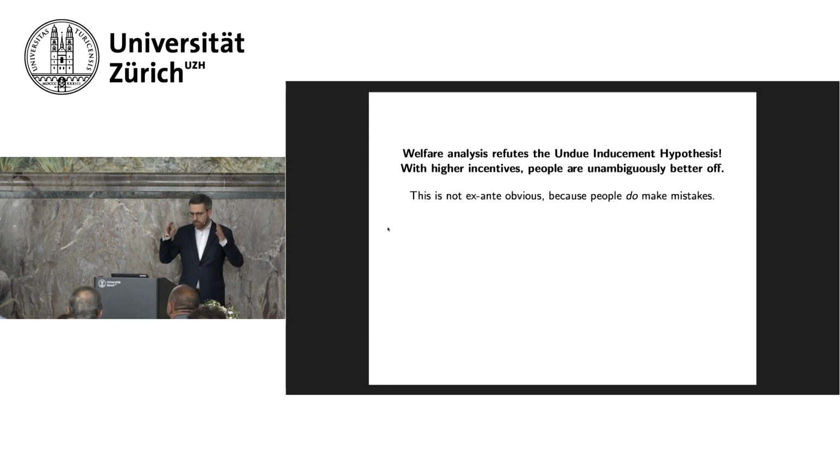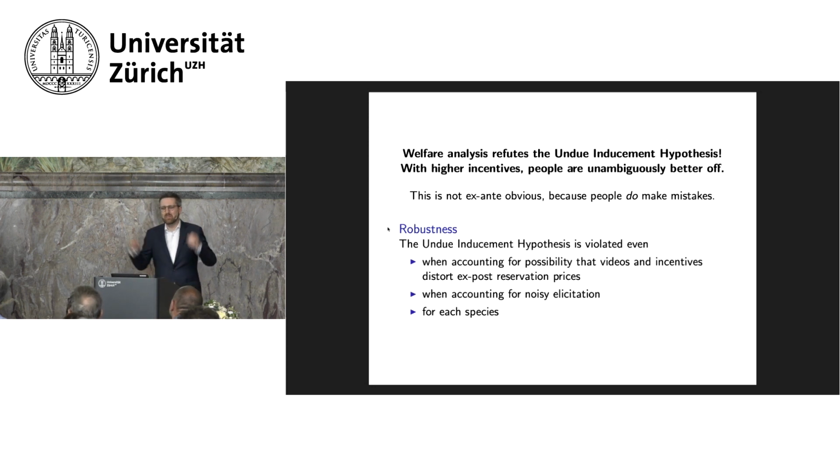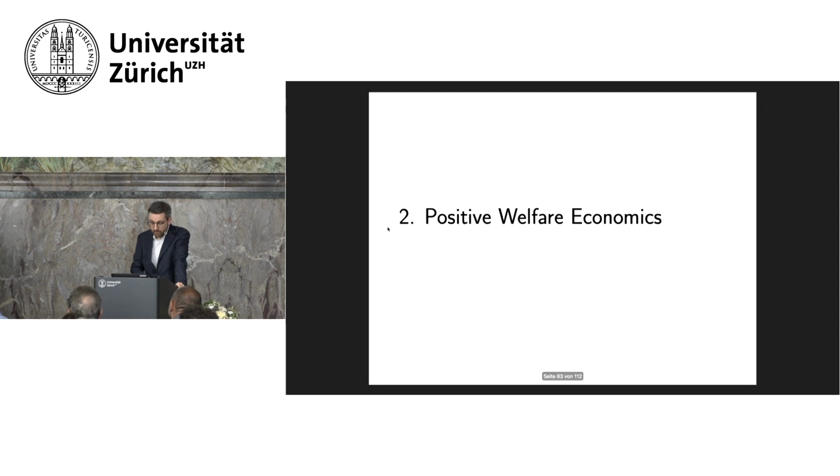Well, if you assume rational subjects, it's obvious rational subjects never hurt themselves. But we're looking at real people here, and I've shown you they do hurt themselves sometimes. It's just that higher incentives don't lead to much worse decisions in a way that would justify capping the incentives. And here, too, this is a very long paper. I have many other experiments or many other robustness checks and so forth. So this result is very robust.